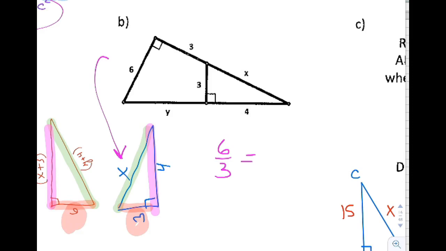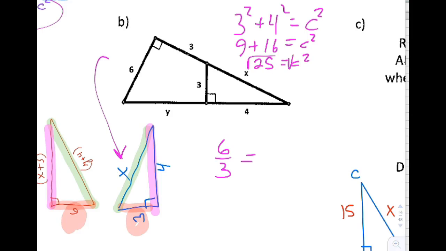And we can use Pythagorean theorem and do 3 squared plus 4 squared equals 5 squared. You don't know the 5 yet, but you're going to in a minute. 3 squared is 9, 4 squared is 16, 9 and 16 is 25. Square root of both sides makes the hypotenuse 5. So we can change this number to a 5. So now we have 6 is to 3 as this is to this, which is y plus 4 over our new 5.